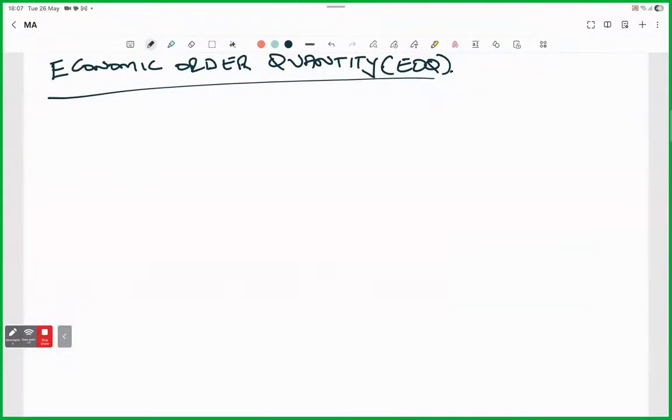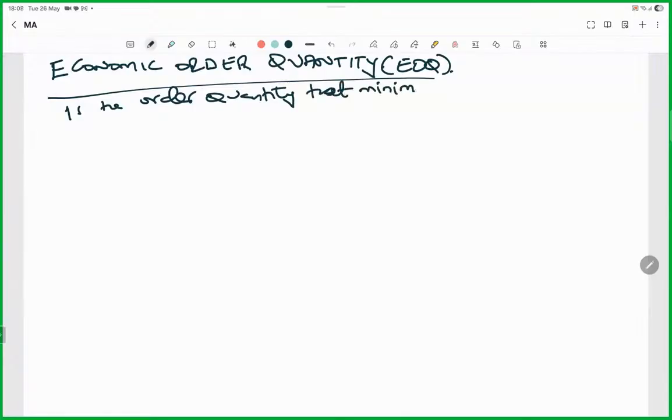So, economic order quantity, we're writing, my very good students, they are pretty fast. As we said, if you remember very well, EOQ is basically that quantity which will minimize what here? Inventory cost, isn't it? So EOQ is the order quantity that minimizes total inventory costs. Full stop.